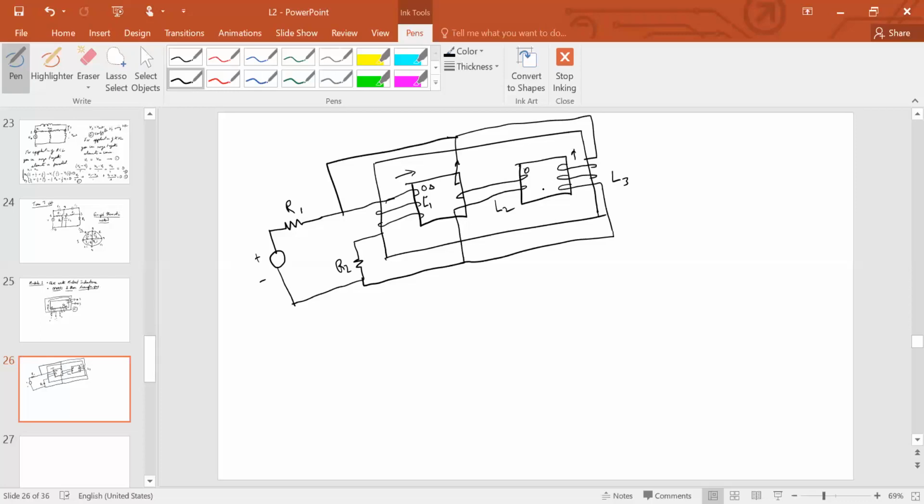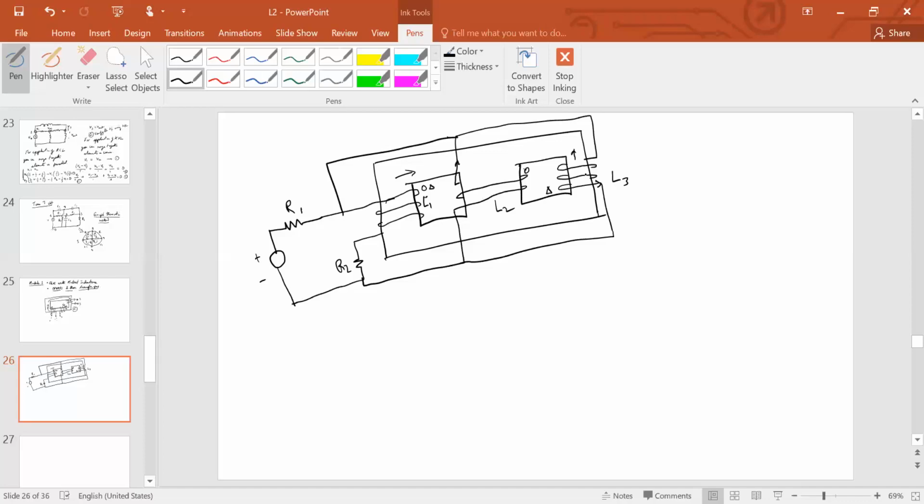And if it has to send out a flux in this direction, which way should the current travel? So the current should leave along this direction, right? So this becomes the positive terminal. Okay, so this is the positive terminal. That's the coupling between L1 and L3.